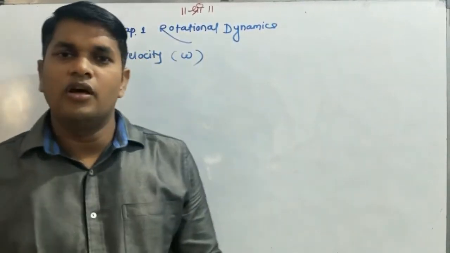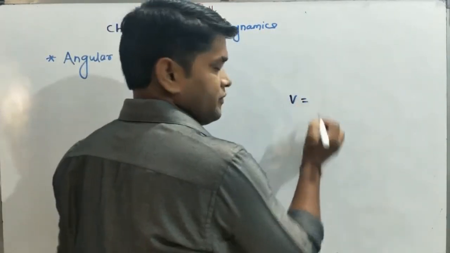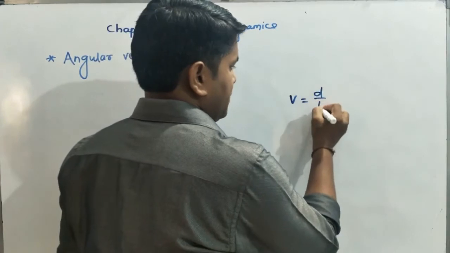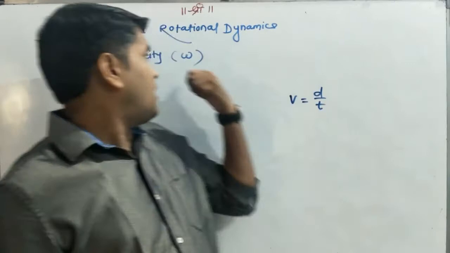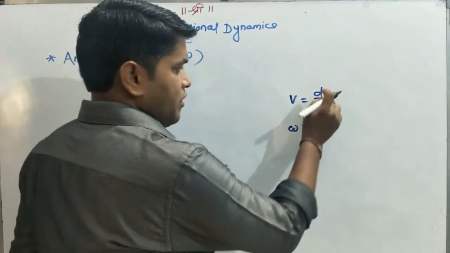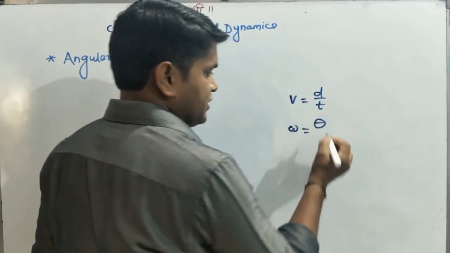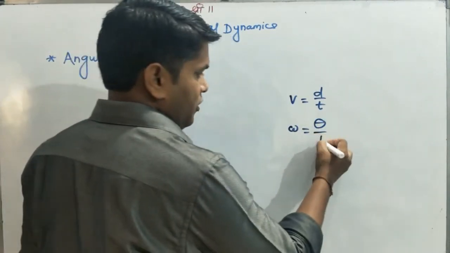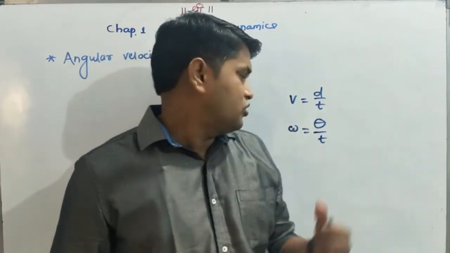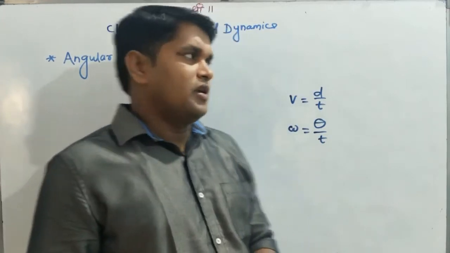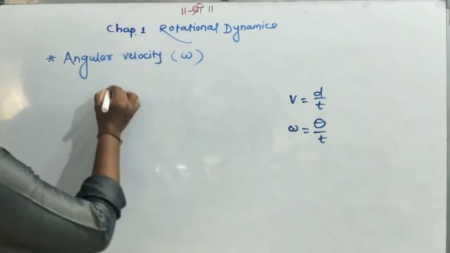The next one is angular velocity. We know linear velocity. What is linear velocity? Displacement upon time is called linear velocity. So what do we mean by angular velocity? In circular motion, the displacement is angular displacement. The angular displacement upon time is called the angular velocity, or we can say the rate of change of angular displacement with time is called the angular velocity.